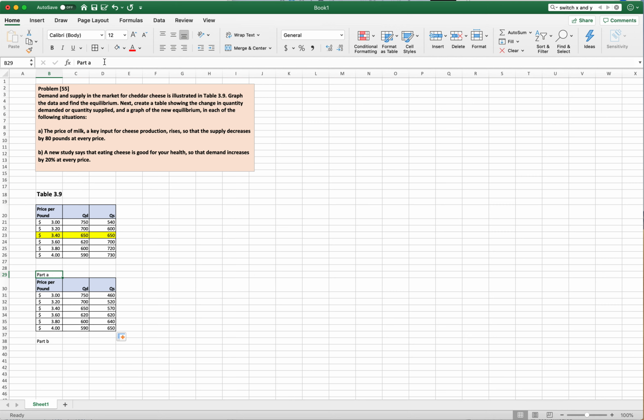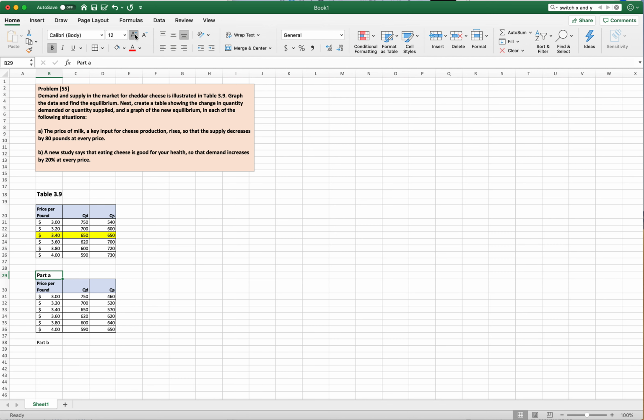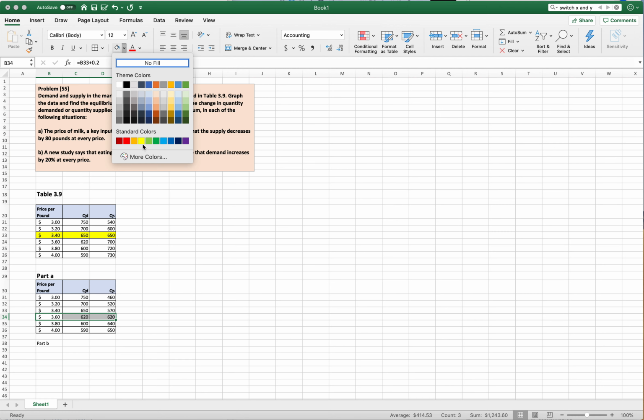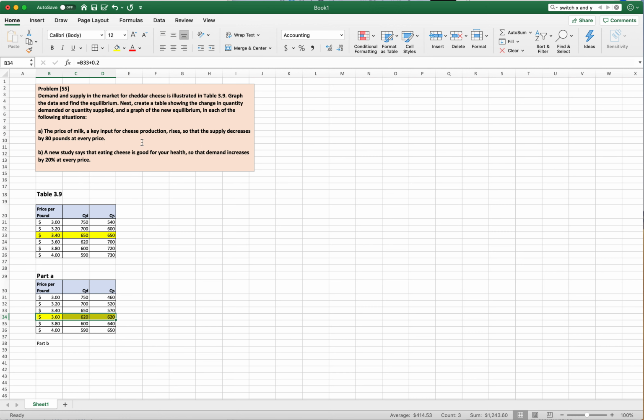So if I want, I can say, let me bold this up, make it bigger for part A, and now I see the equilibrium has moved up 10 cents. So I can highlight that in yellow. So the new equilibrium price is 360, and the quantity has gone down. The price has gone up, quantity has gone down, as we would expect it to do.